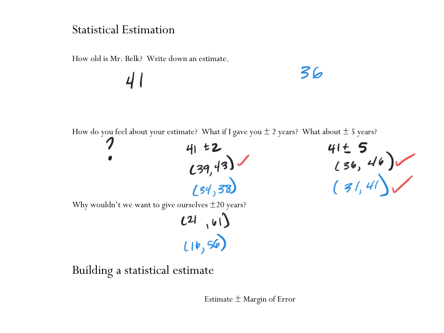So just so you know, Mr. Belk's real age is 42, and Mr. Wyan's real age is 39. I think Mr. Wyan's hair makes people underestimate his age.